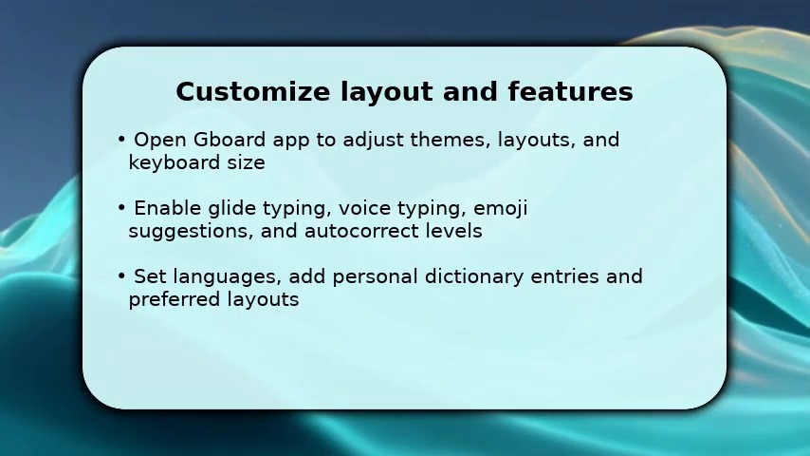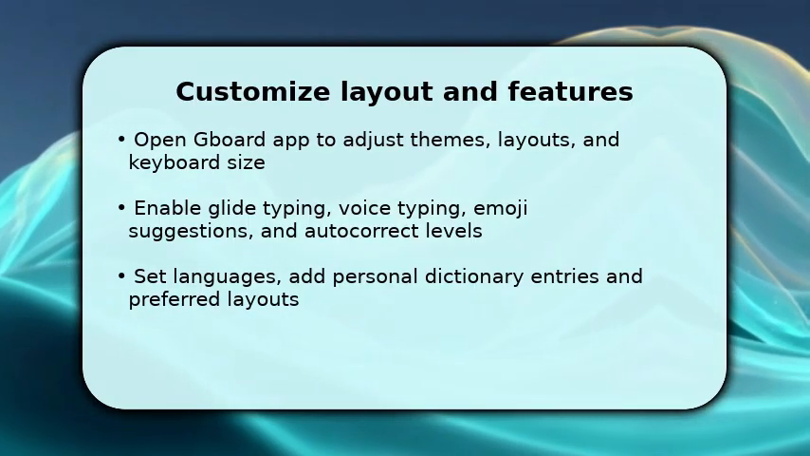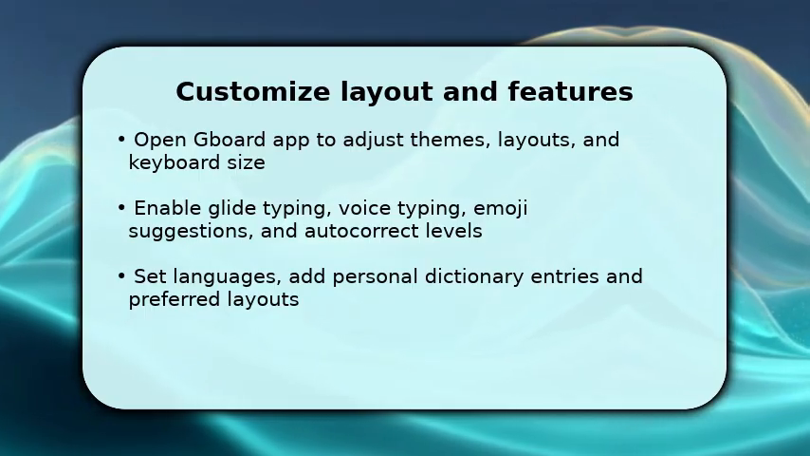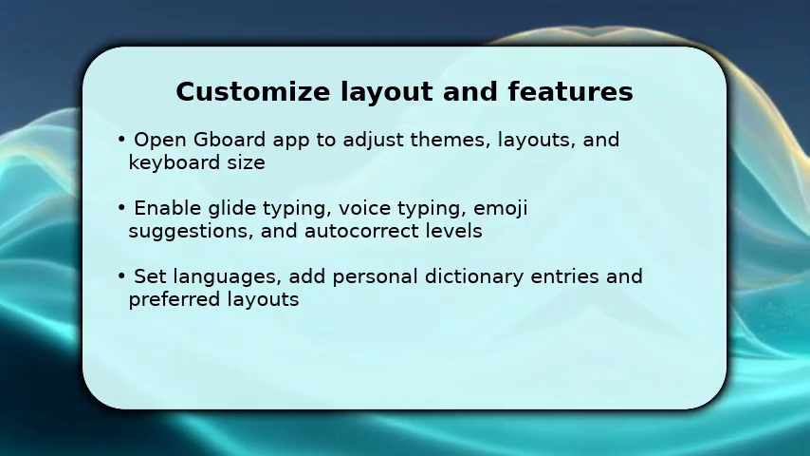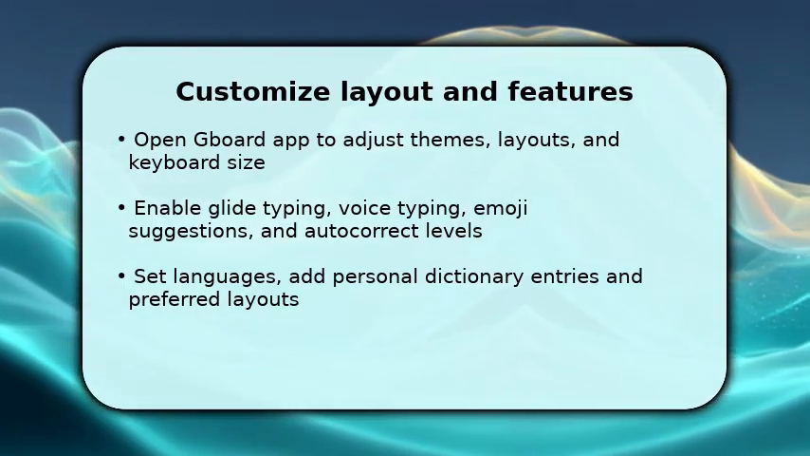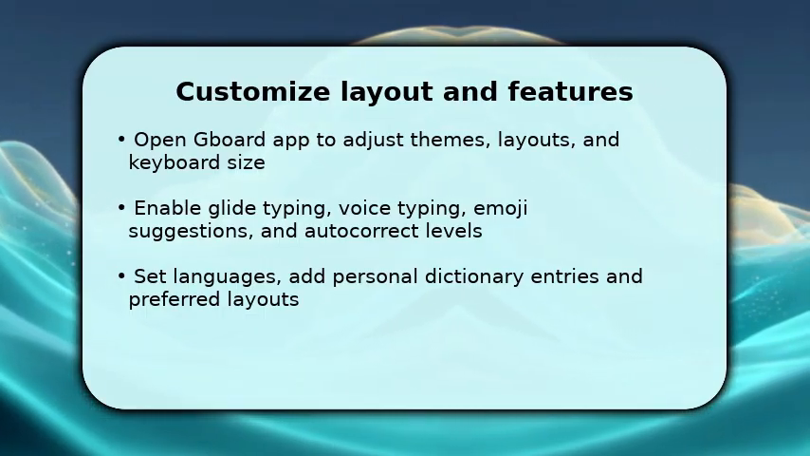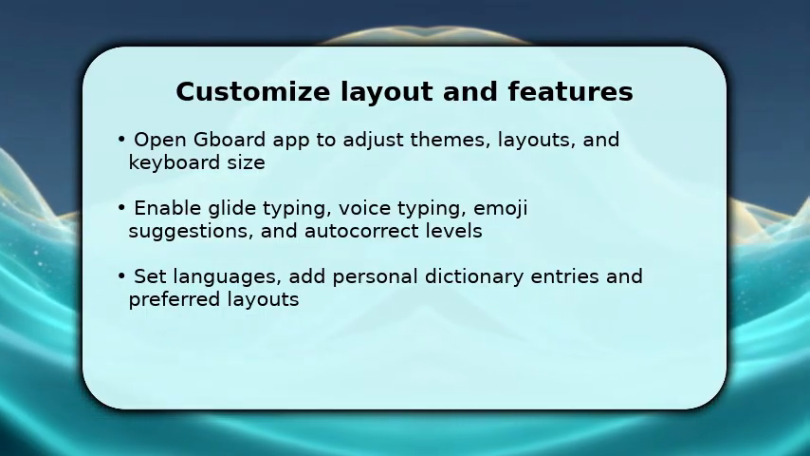Enable glide typing for faster swipes, toggle voice typing if you use speech input, and adjust autocorrect aggressiveness and emoji suggestions. Add languages and reorder them. Add words to your personal dictionary so the keyboard learns. Once done, test in a message app to confirm the layout, corrections, and predictions behave as you expect.